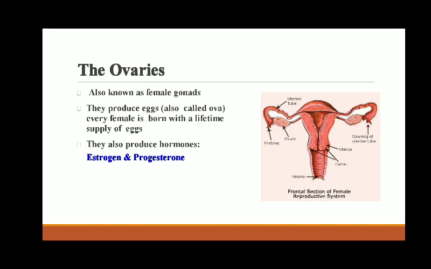Next part, that is ovaries, also known as female glands. The female ovaries are homologous to testes in male. One ovary lies on each side of the uterus, and each ovary is in close connection with the fimbriae of the infundibulum. They produce eggs, also called ova. Every female is born with a lifetime supply of eggs. The ovaries also produce hormones, that is estrogen and progesterone.